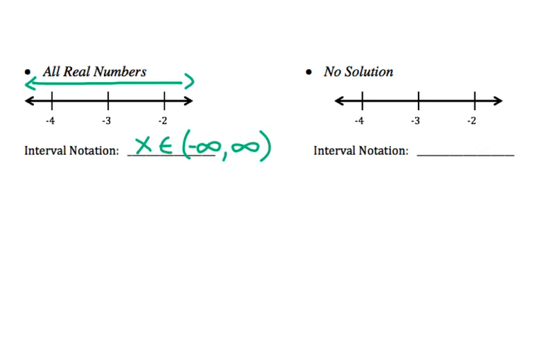Alright, and lastly, no solution. If there's no solution to a problem, we cannot graph it on a number line, so we just leave it blank. And the interval notation for this is that circle with a slash through it.